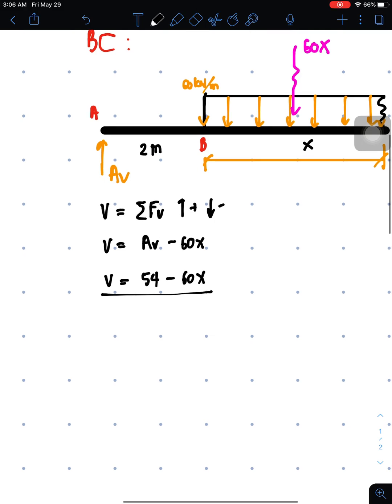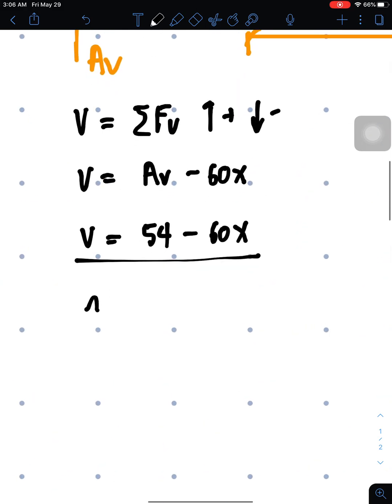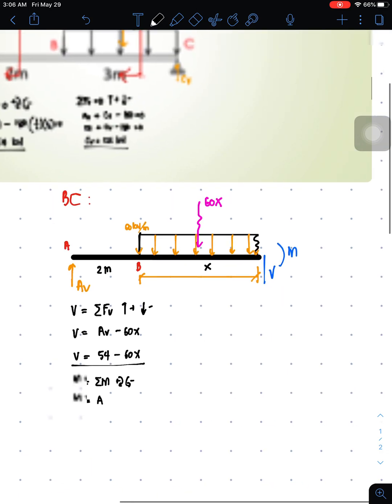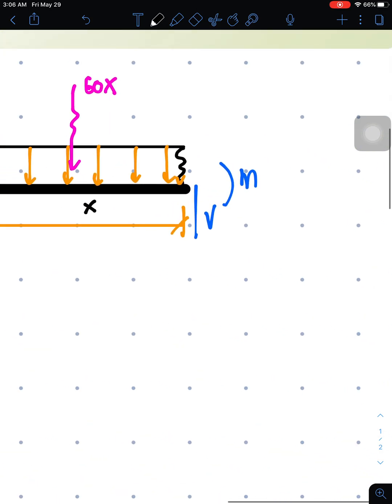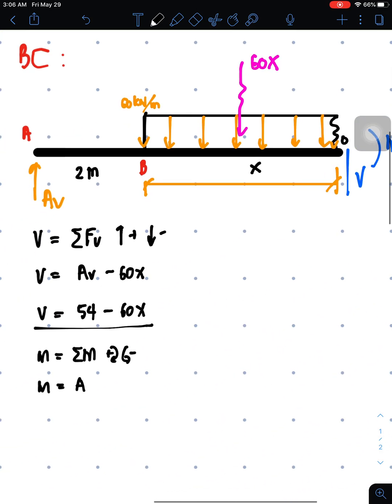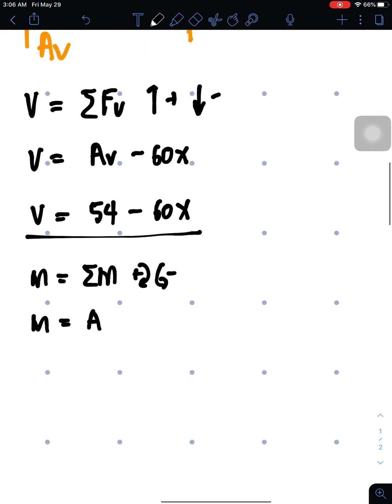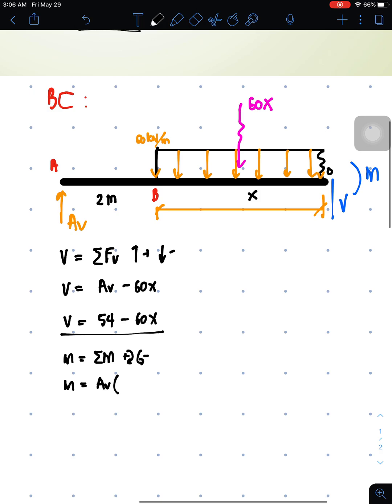Next, for our moment equation, M is equal to the summation of moment at the point of cutting, clockwise positive, counterclockwise negative. So let's start with AV. AV will rotate about this point of cutting with a clockwise direction. So that's AV times the moment arm from A up to the point of cutting.